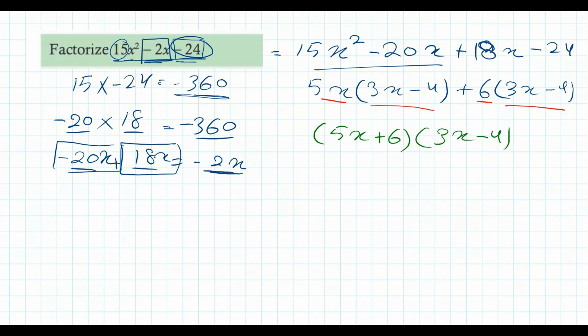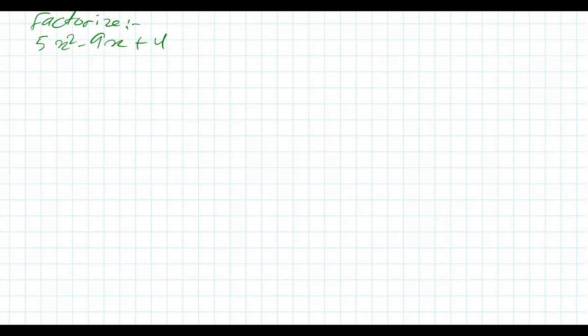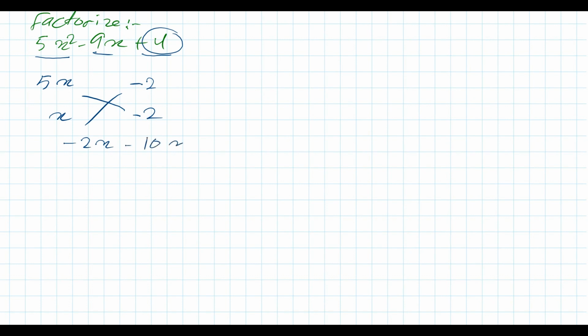That's it. Okay. We need to factorize this expression, 5x squared minus 9x plus 4. We can use two methods. First of all, 5x by x, and then this 4 consists of 2 by 2. After that, you need to put a negative, because the result should be negative. Then I'll put negative 2 and negative 2. Then cross multiplication gives negative 2x and negative 10x.